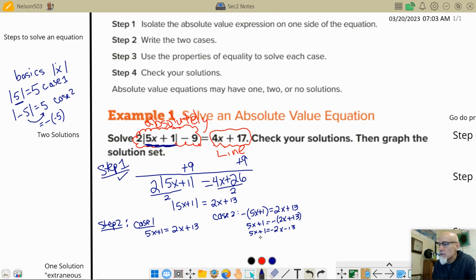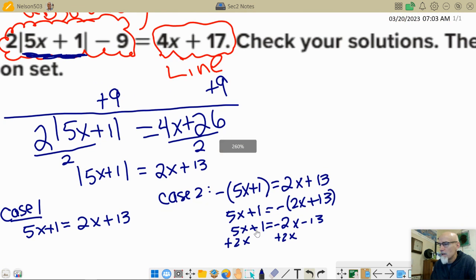Now I'm going to add 2x to both sides. So plus 2x, plus 2x. Oh, let me zoom in here. This is super small, sorry. Let's zoom way in here.